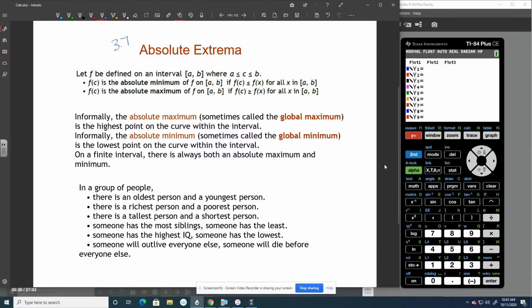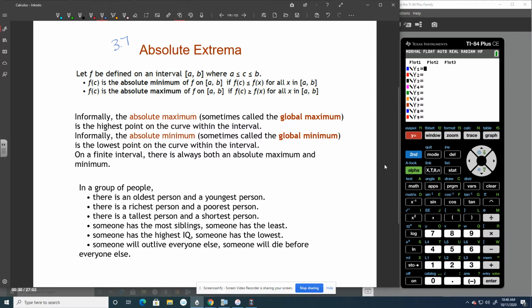So if we have f defined on our interval a to b, where c is in between a and b, then f of c is the absolute minimum if it is smaller than all the other f of x's in that range. And f of c is the maximum in that range if it's bigger than all of the f of x's in that range. So, I mean, it's exactly what it sounds like. It's either the maximum or the minimum in the entire range, not just on a certain interval, okay?